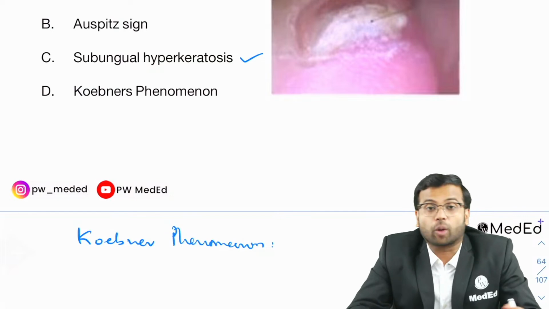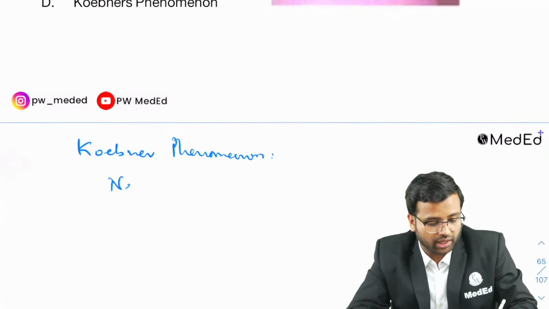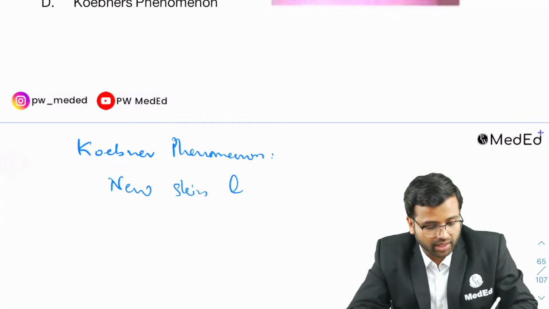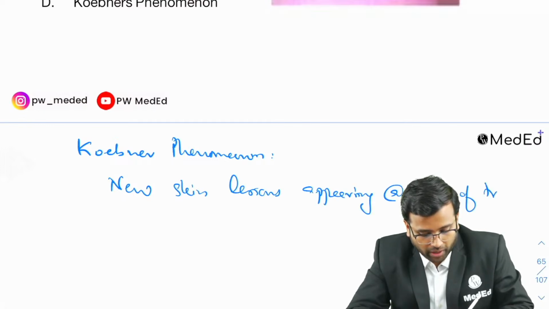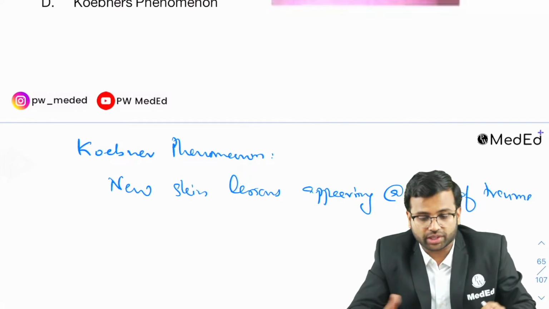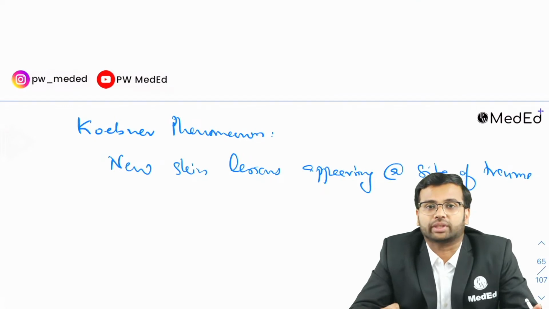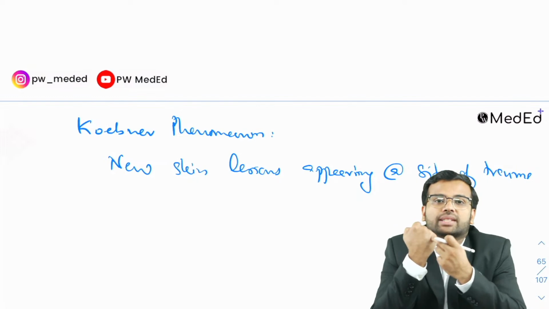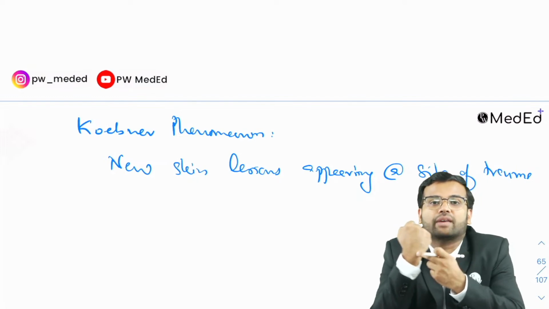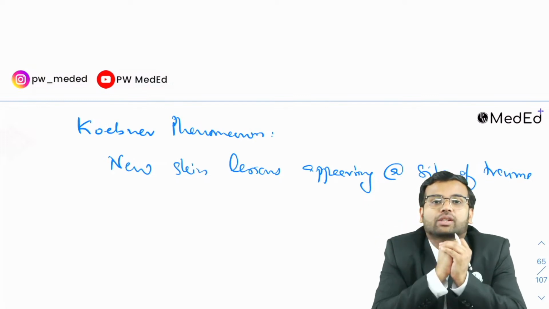Now coming to Koebner's phenomenon, what is Koebner's phenomenon? Whenever you find new skin lesions appearing at the site of trauma, it's called a Koebner's phenomenon. For example, you have done a small skin biopsy, and at the site of the skin biopsy, a patient develops a psoriatic plaque or a vitiligo patch. This is called a Koebner's phenomenon.